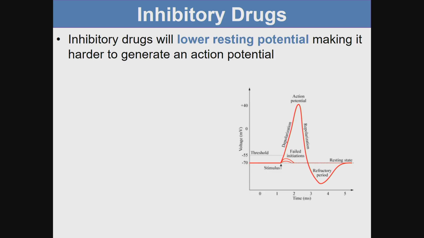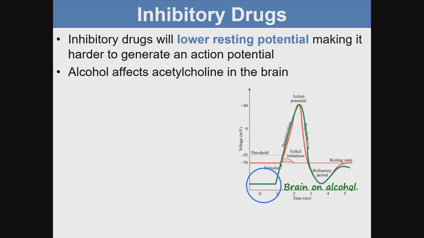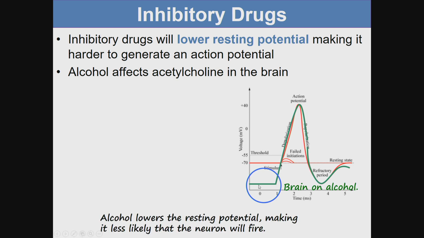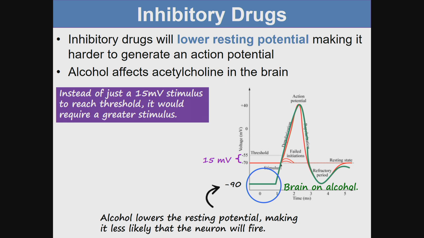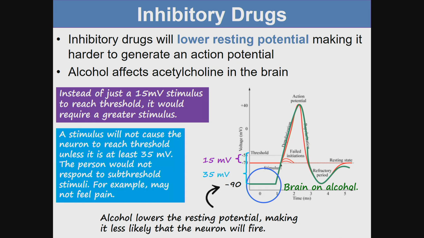Inhibitory drugs will lower resting potential, making it harder to generate an action potential. Alcohol affects acetylcholine in the brain. So brain on alcohol, we see that alcohol lowers the resting potential, making it less likely that the neuron will fire. Instead of just a 15 millivolt stimulus to reach threshold, it would require a greater stimulus. A stimulus will not cause the neuron to reach threshold until it is at least 35 millivolts for the brain on alcohol. The person would not respond to subthreshold stimuli. For example, they may not feel pain.